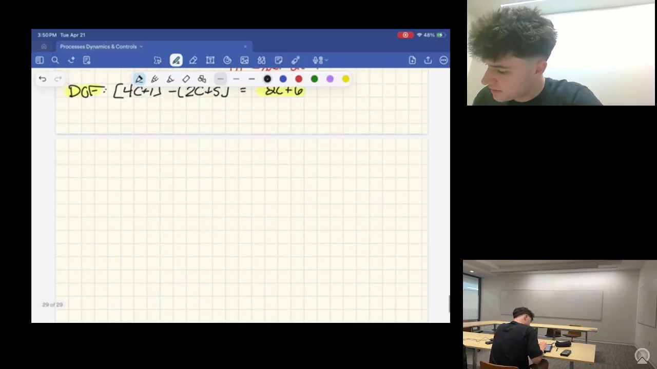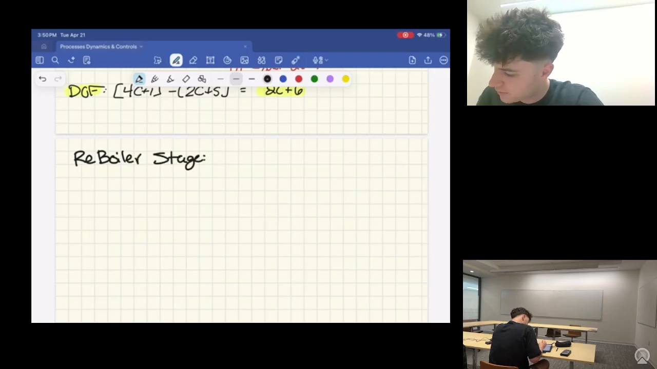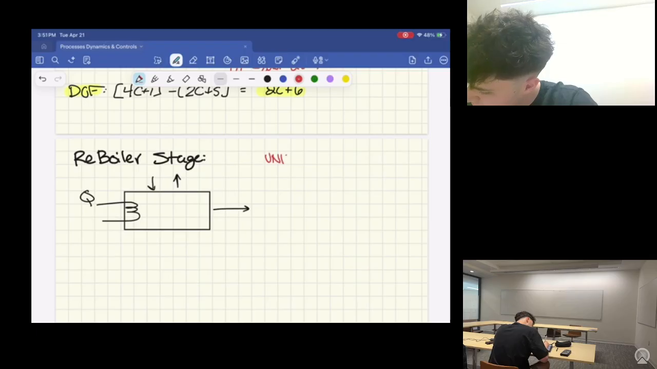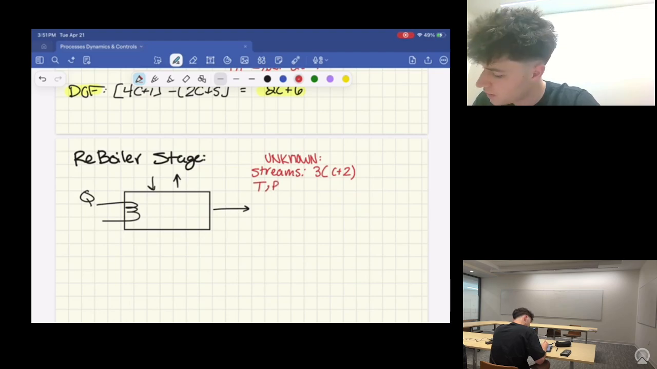Now the next step in this process is the reboiler stage. And so for this, we'll draw our example, which is this rectangle. And in here we have this with a Q. We have our in and our out and our flow rate out. So let's begin with our unknowns. And for this, we have, again, same process, streams, which the equation for this is 3 times C plus 2. We have our TP, which is going to be 2, and our Q, which is going to be 1.